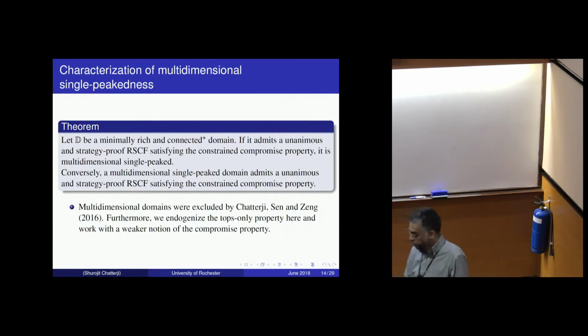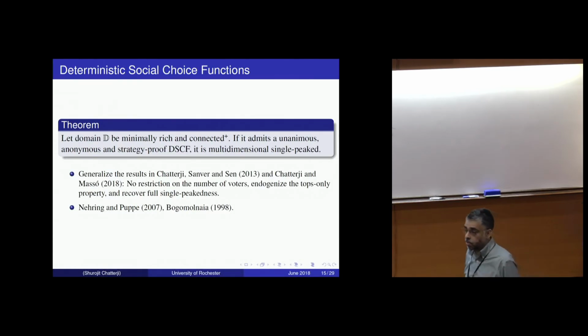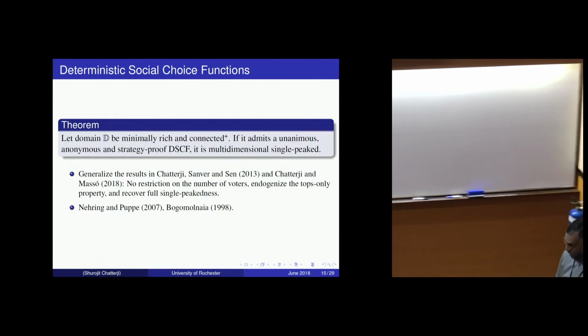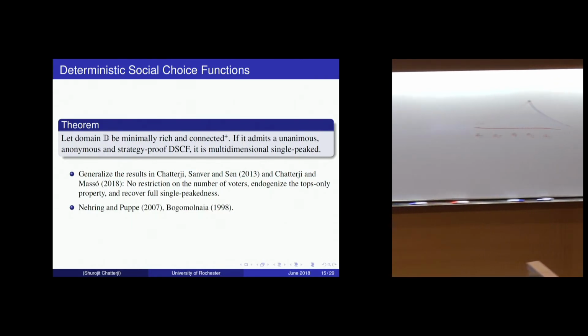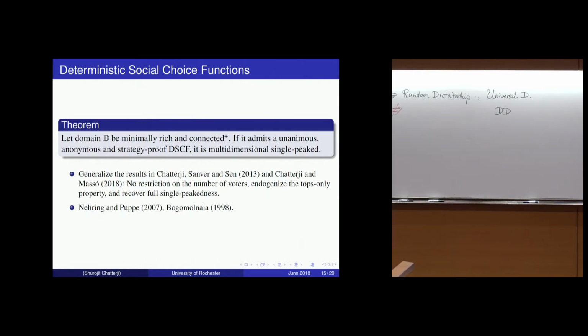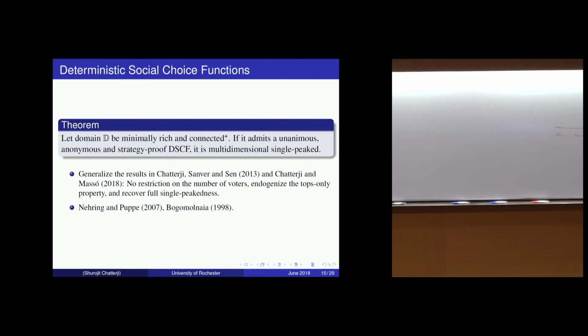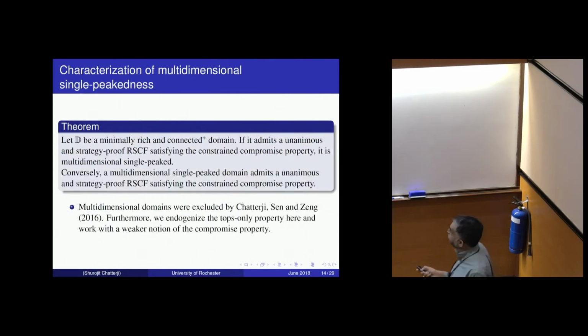There is another theorem where we restrict attention to deterministic social choice functions, and there it does not make sense to impose the compromise property, because deterministic means I can only give probability 1 to one alternative. So here we replace the compromise property by the standard usual requirement of anonymity. Anonymity is the polar opposite of dictatorship in that no individual has any power in society. So this is our way of modeling departure from dictatorship, of modeling equitable social choice functions. So we study minimally rich and connected plus domains as before. If it allows us to construct a unanimous strategy proof rule that satisfies anonymity, then it must be multidimensional single-peaked. The previous result had a precursor.